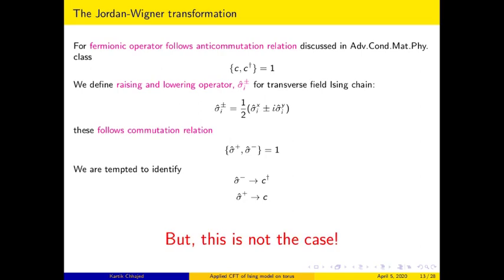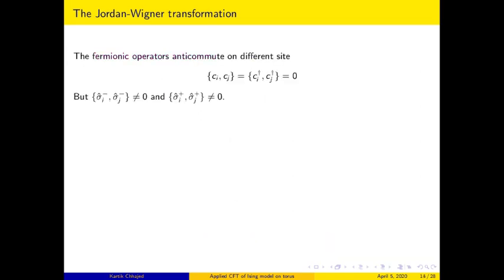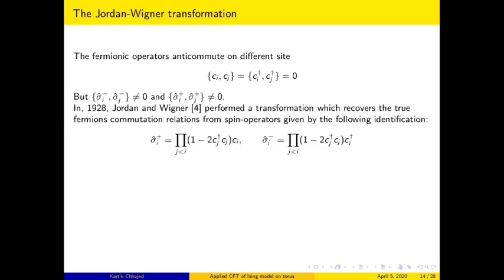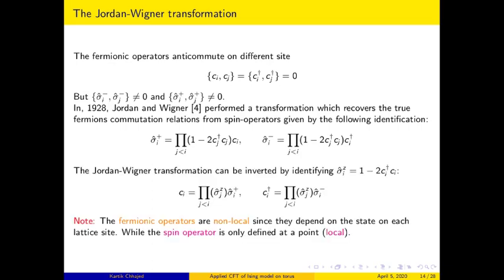But wait, this has a problem. The problem is the fermionic operators anti-commute at different sites, whereas the raising and lowering operators commute at different sites. So to remedy this problem, we perform the Jordan-Wigner transformation, which recovers the true fermionic anti-commutation relation, and we can invert this and write it in terms of creation and annihilation operators.